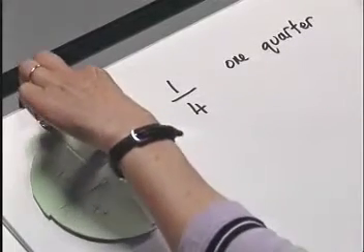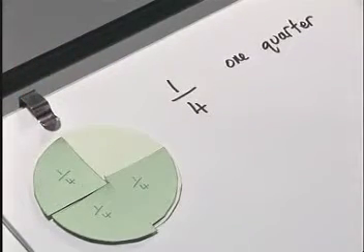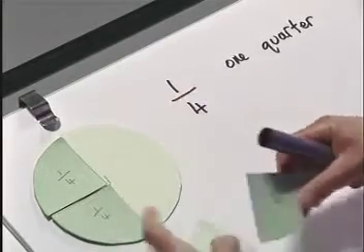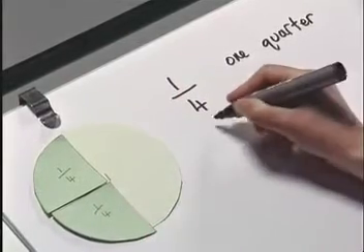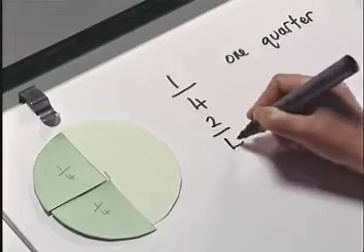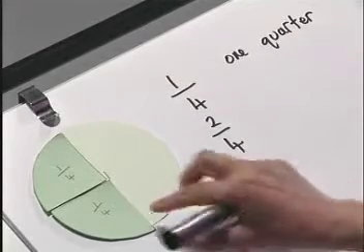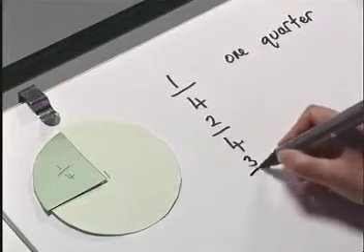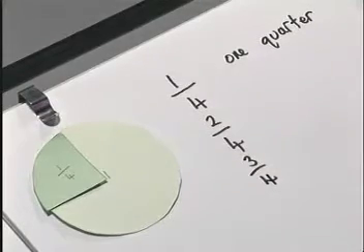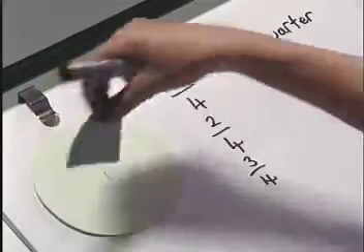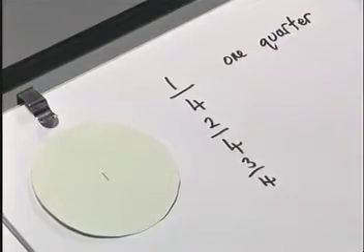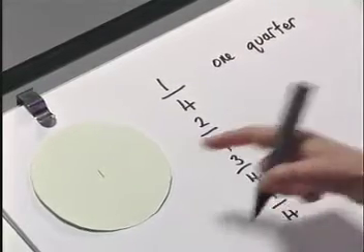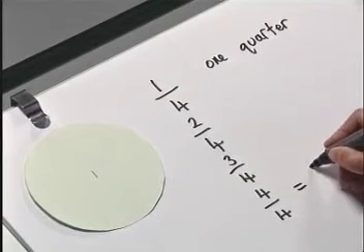Now, I've now taken 1/4 away. Now I've removed 2/4. If I take a third, that's 3/4. And if I take the fourth, so I've now got all 4 pieces, I've taken all of them, 4/4, which is exactly the same as taking the whole.